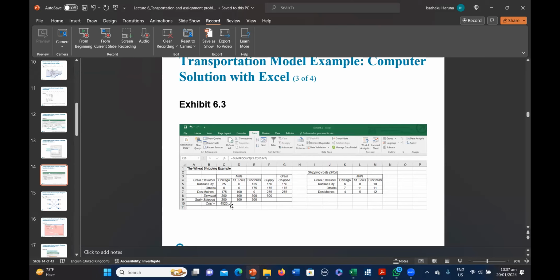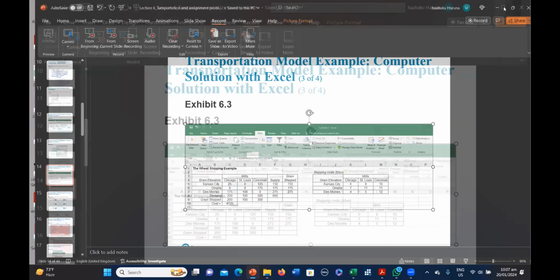So this is the solution to the problem. So it means that we can minimize cost by these combinations. So you see 25 moving from what? Kansas to what? Chicago. Let me see whether this.